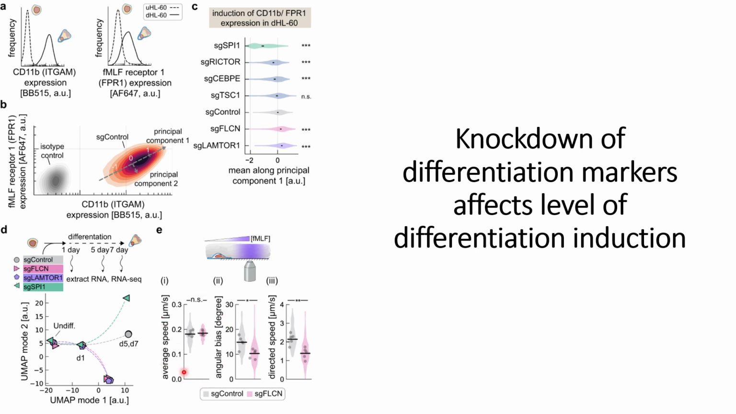Then they also checked the average speed, or the migration speed, of these knockdown cells, and they found that in the case of average speed they do not see any significant difference, but for the angular bias, the degree of angular bias in units of degrees, they see significant changes compared to the control. For the highly differentiated cells, they see a decrease in the angular bias, and the directed speed is also decreased compared to the control.